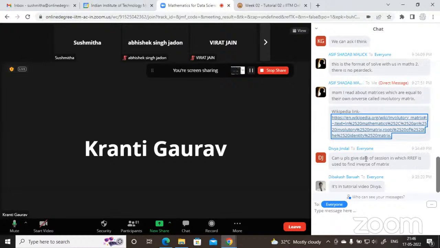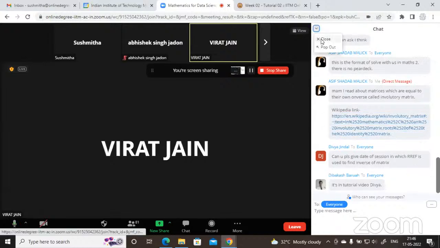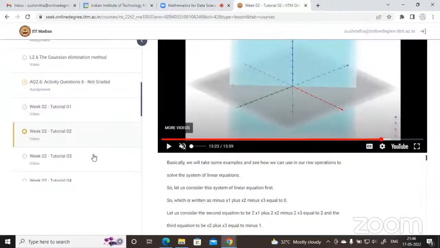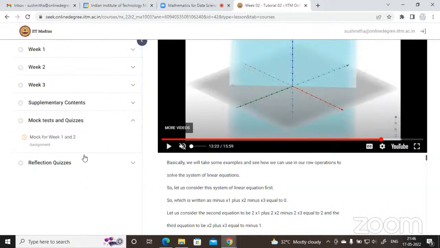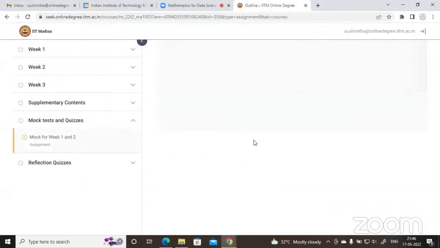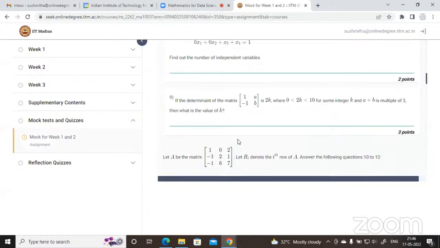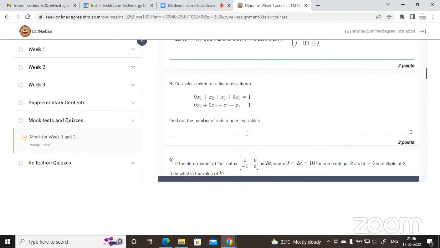Okay, then shall we close? You have explained question number 8 from the mock test. I have one small doubt. If I equate these two equations, I will get a relation between x2 and x4. Yes, we had discussed this question. Were you there when I discussed?